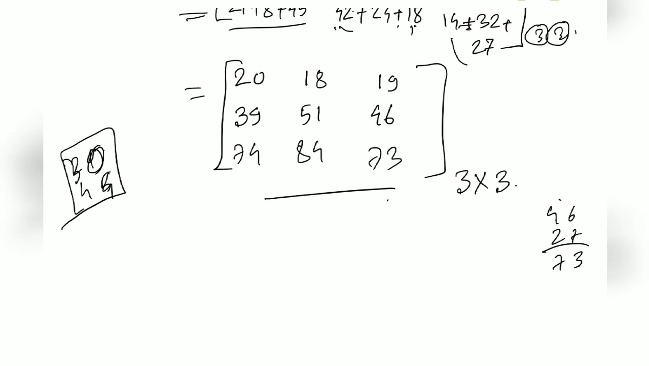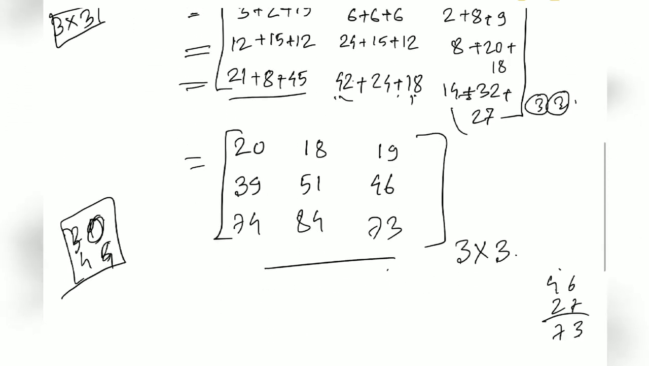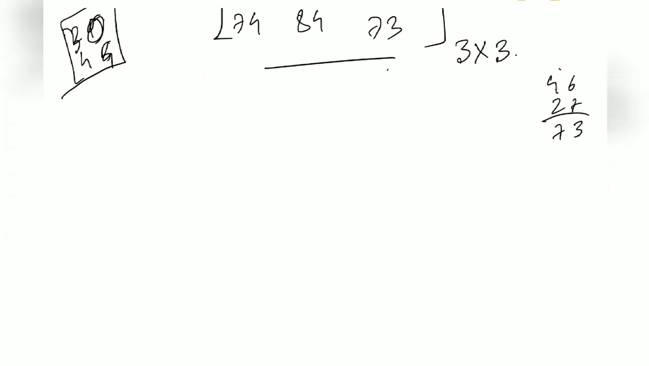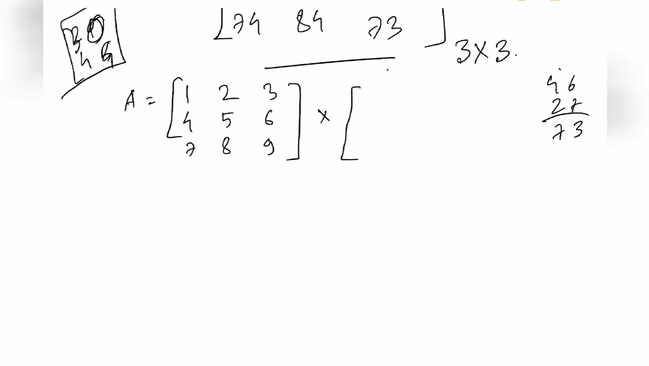Okay, now let's solve another problem where we will multiply a random matrix A with a matrix I, which is the identity matrix, to show if we'll get again the same matrix, that is A, or not. Let's say we have A matrix 1 2 3 4 5 6 7 8 9, and we have I matrix 1 0 0 and 0 1 0 0 0 1.